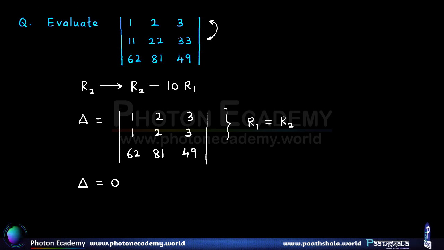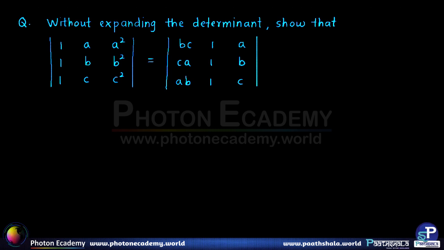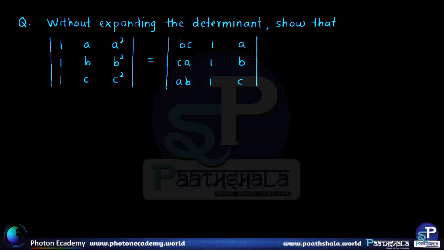Now let's move ahead and see another type of question. This is a "prove that" type of question, that is, we have to show that the two determinants written here are equal without expanding either of the determinants. So that is the power of the properties. Let us start off with the determinant on the left hand side.